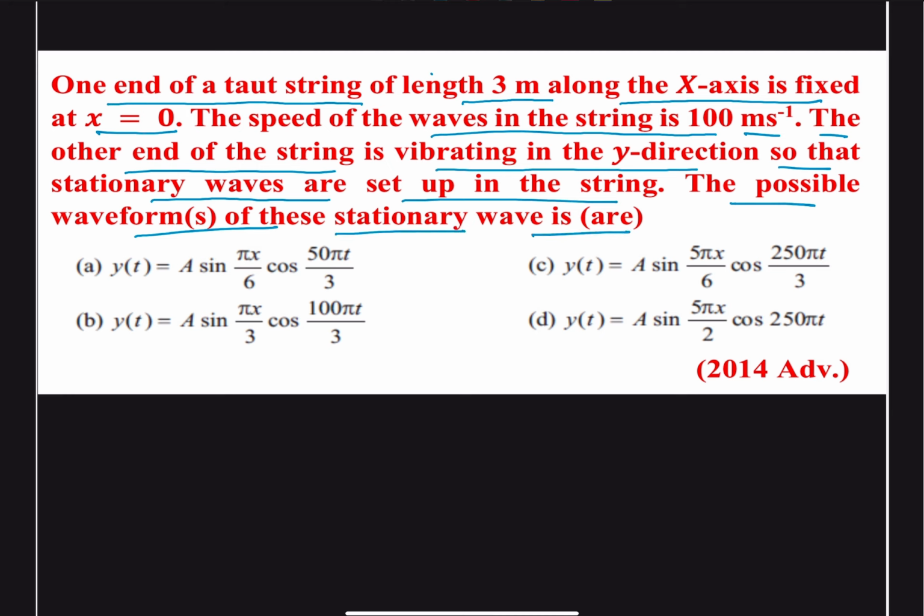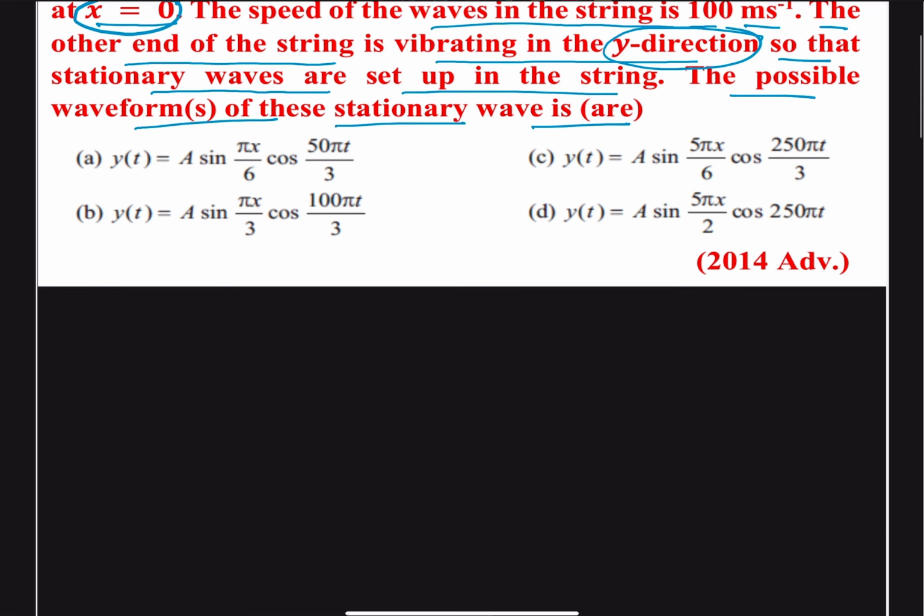In this case, we are going to find out what are the various stationary waves, or formation of stationary wave, from these four options. And in this case, it is given that the string is having a length of 3 meter and it is fixed at one end, that is at x equals 0, and the other end is vibrating in y direction. So we can start with the general formation of the equation.